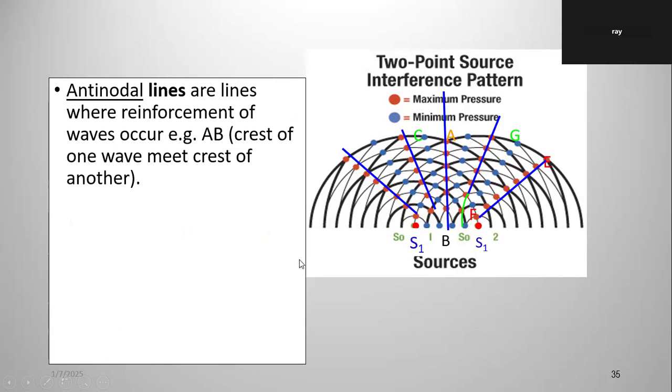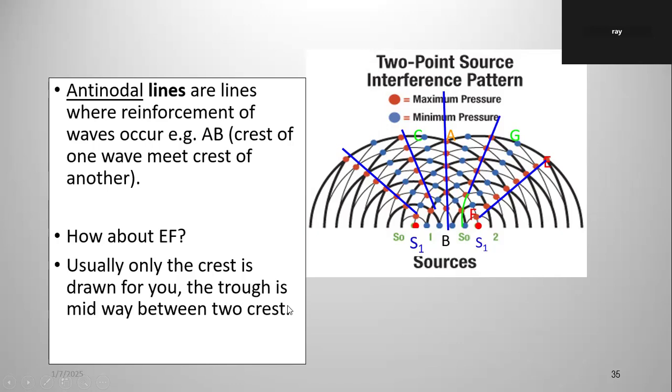Antinodal lines are lines where reinforcement of the wave occurs. Constructive interference. Example, AB. The red dot, constructive interference occurs. Crest meets crest, trough meets trough. EF is the same, where the red dots are.